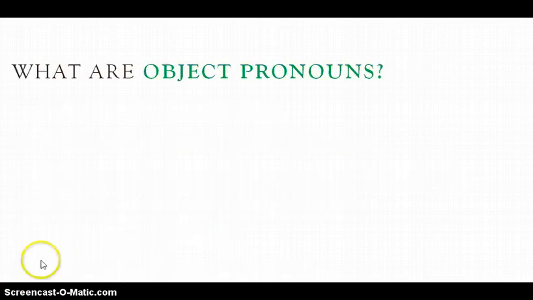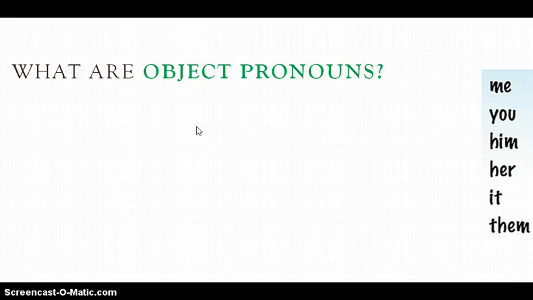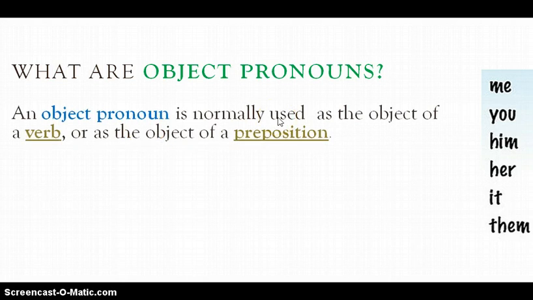What are object pronouns? Object pronouns are the pronouns that come at the receiving position. Here, an object pronoun is normally used as the object of a verb or as the object of a preposition. That simply means that it receives the action. These pronouns cannot come at the beginning of a sentence. These pronouns can't work as the subject of a sentence. Hence, we call them object pronouns because they come at the object position and receive the action.